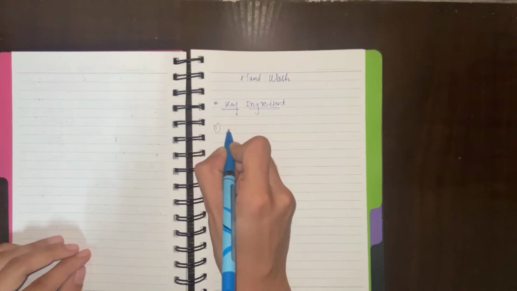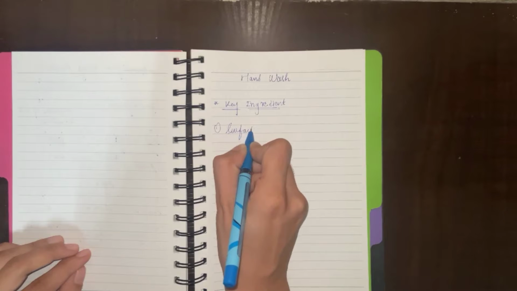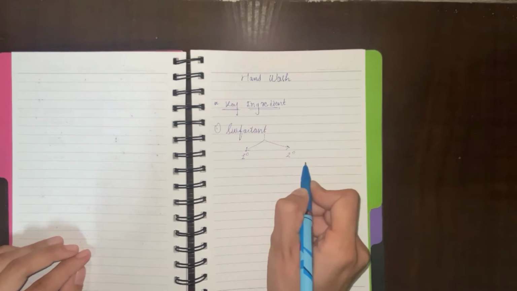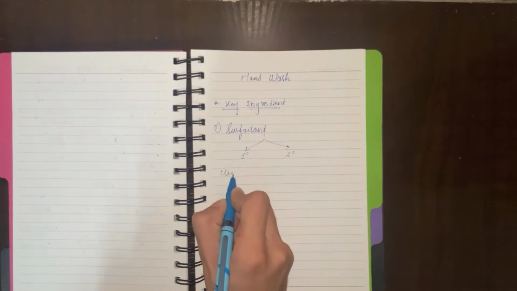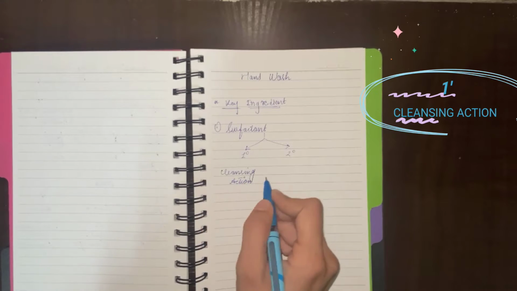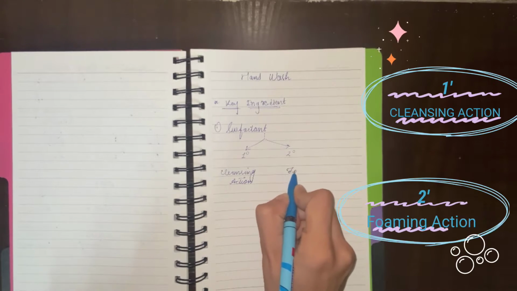First one is surfactant. In this formulation, I'm going to use two types of surfactants. First one is primary and second one is secondary. The primary surfactant is used for cleansing action and the secondary surfactant is used for the foaming action.